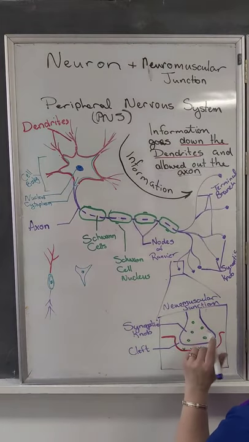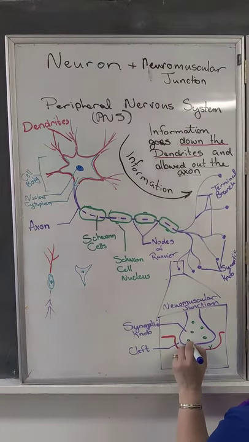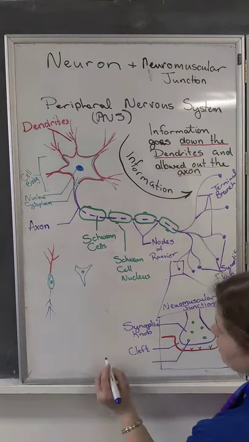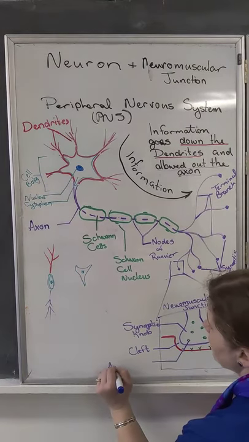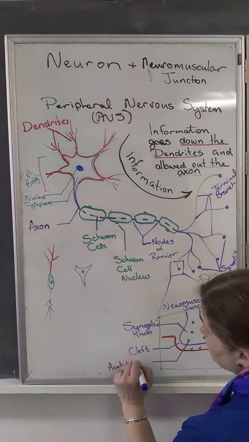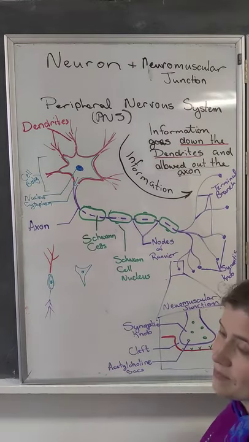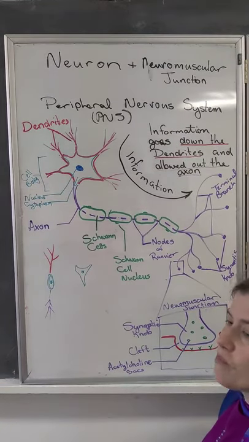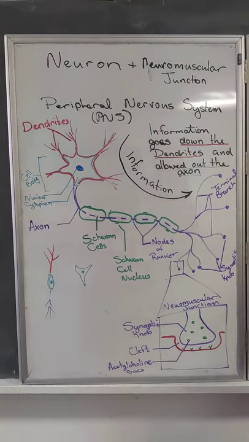And then these green sacs. This is a very long word, and I still have to call my brother and see what all this means. But acetylcholine sacs. Just look at your word bank for the spelling.